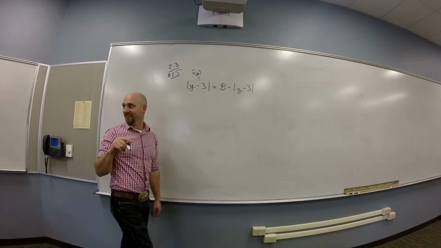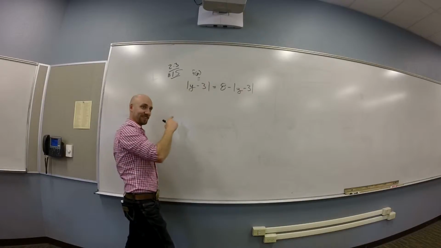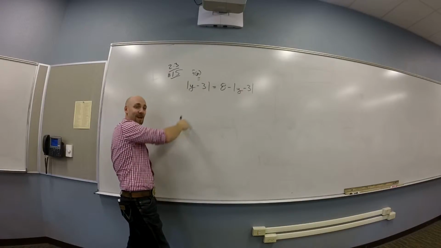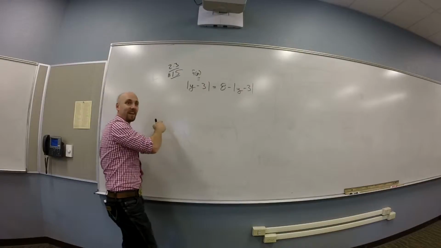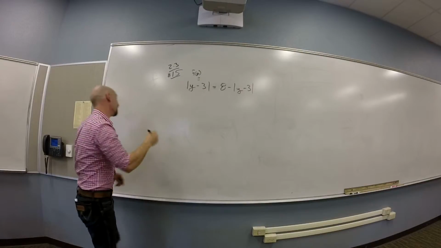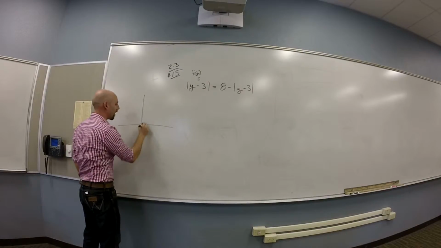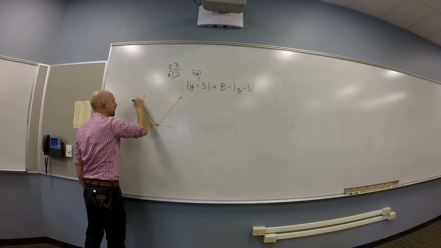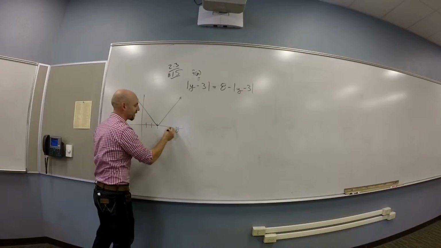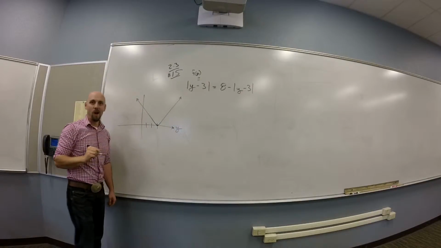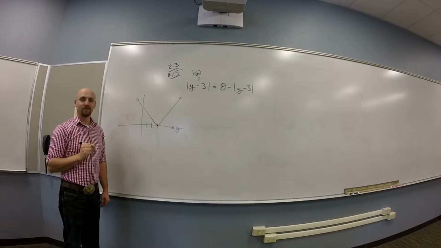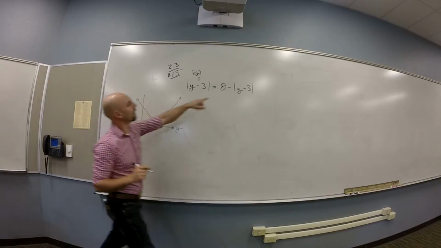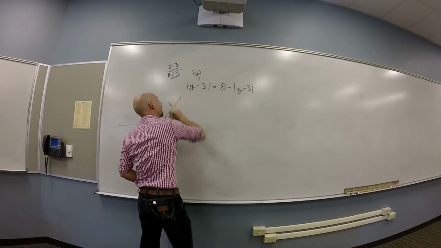It's a V shape, right? Pushed right 3 units. So I have a V shape, right 3 units, rising like this. This is the y-axis now, for some reason. Okay, that's f, by the way.